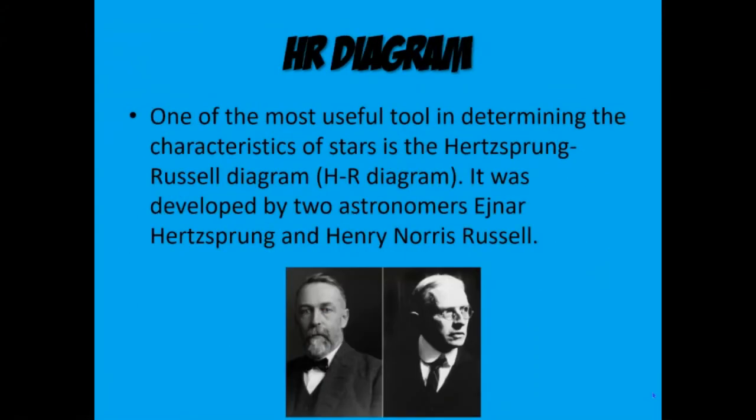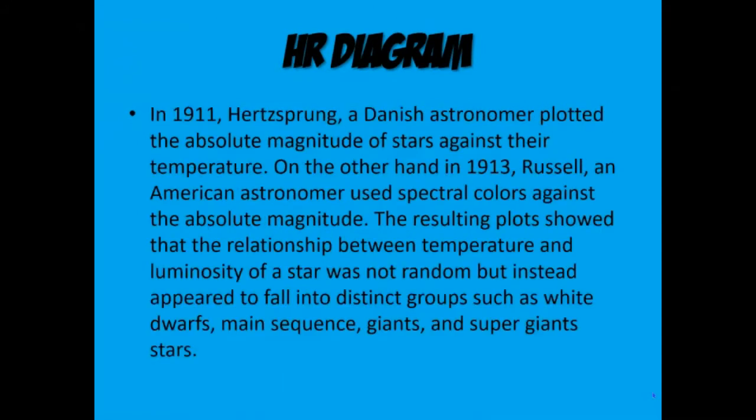And then, mapunta tayo sa HR diagram. So, one of the most useful tools in determining the characteristics of stars is the Hertzsprung-Russell diagram. At ito ay na-develop ng dalawang astronomers na si Ejnar Hertzsprung at saka si Henry Norris Russell. And then, in 1911, Hertzsprung, a Danish astronomer, plotted the absolute magnitude of stars against their temperature. On the other hand, noong 1913, si Russell naman, isang American astronomer, used spectral colors against the absolute magnitude.